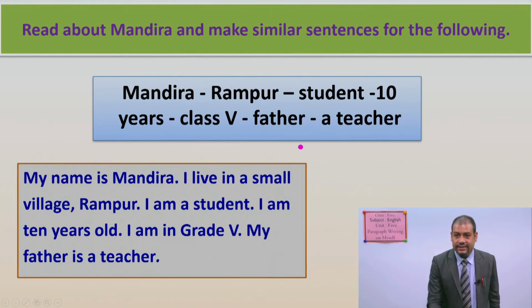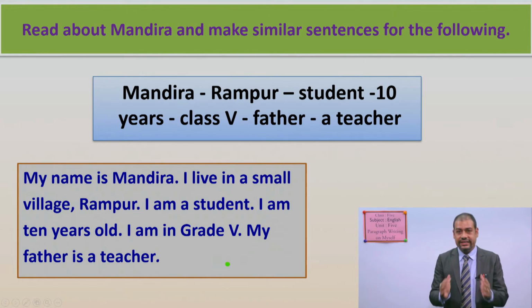Okay. Then there is 10 years. Here also we develop a sentence. That is I am 10 years old, okay, and there is class 5, so it becomes like I am in grade 5, and there is father, okay, and a teacher, so it is my father is a teacher.